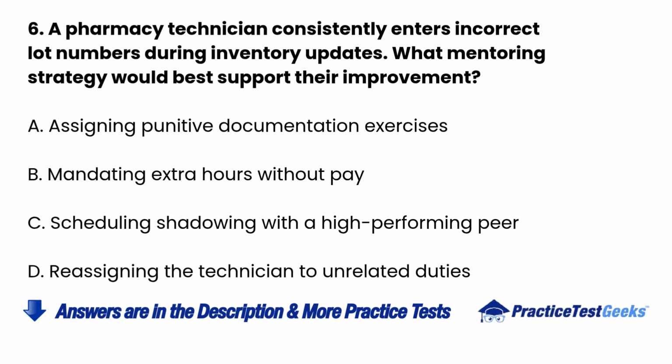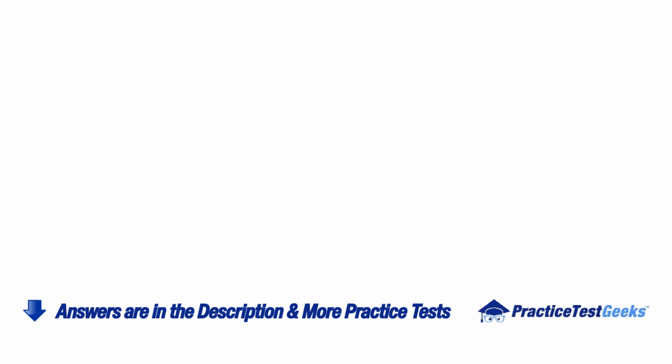6. A pharmacy technician consistently enters incorrect lot numbers during inventory updates. What mentoring strategy would best support their improvement? A. Assigning punitive documentation exercises. B. Mandating extra hours without pay. C. Scheduling shadowing with a high-performing peer. D. Reassigning the technician to unrelated duties.